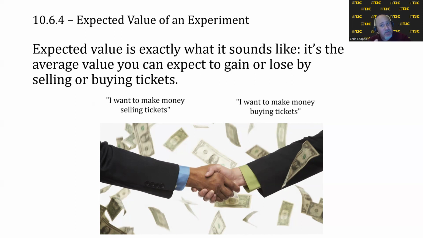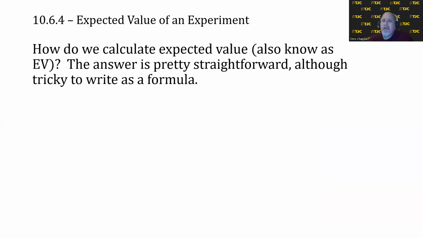The charity has to give away some money as an incentive to play. Otherwise, it would be just like, all right, 1,000 people donate $5 each, you get nothing. The incentive to buy is the prizes. Now, how do we calculate expected value, which is also known as just EV? For formatting reasons, I am going to use EV to represent expected value.